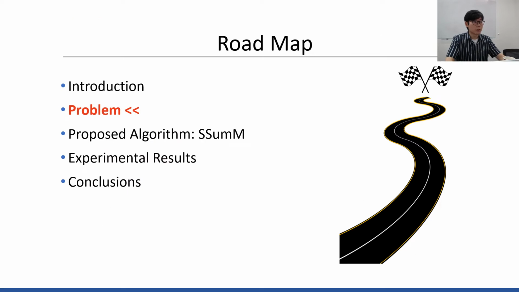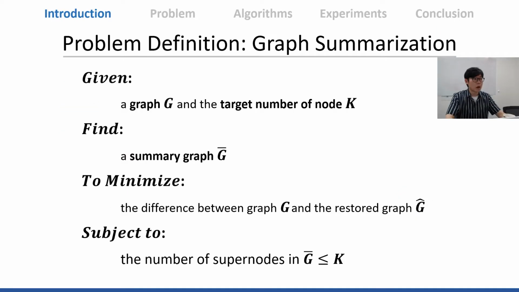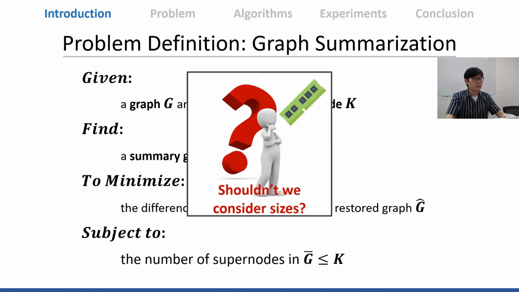Let me formally define the graph summarization problem. Here is a definition that is widely considered as the graph summarization problem. Given a graph G and the target number of nodes K, the objective is to find a summarized graph G bar that has K nodes, such that it minimizes the difference between graph G and the restored graph G hat from the summary graph G bar. Note that here we concern only the number of nodes, not the exact size of the summary graphs in bits. However, it is not trivial to control the number of nodes so that a summary graph tightly fits in target storage. This is because how the size of summary graphs changes depending on the number of nodes varies across datasets.